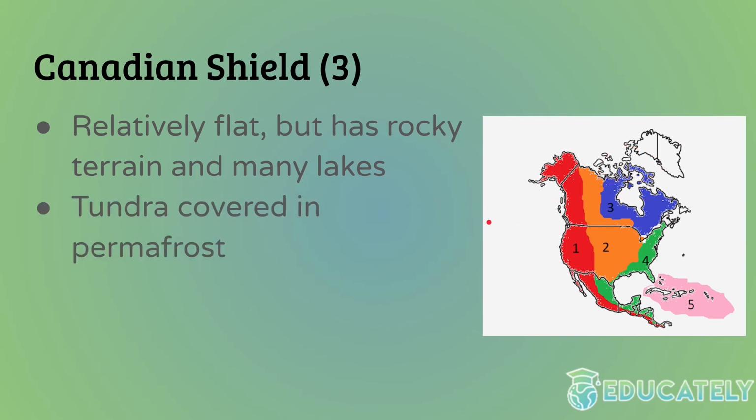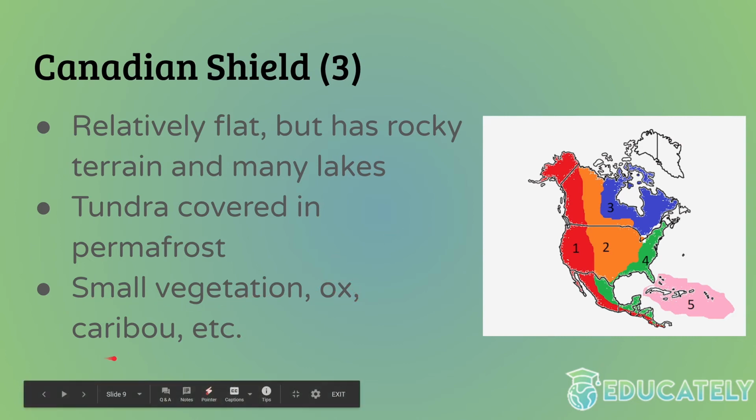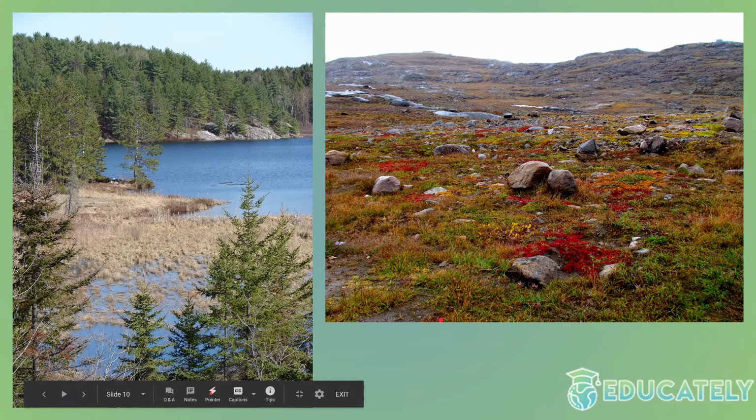So it has a lot of tundra, which is land covered in permafrost, and permafrost is basically soil that doesn't thaw fully. This results, for the most part, in small vegetation, which is usually fed on by ox, caribou, and other animals. Those animals are very characteristic of this area, and as a result of Canada as a whole. Caribou, a very Canadian animal. So here are some examples.